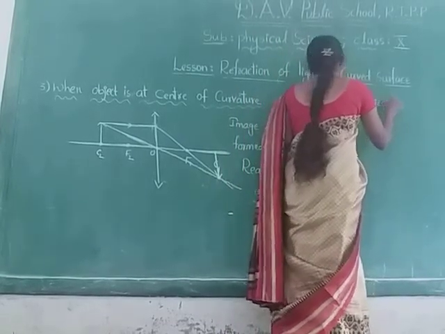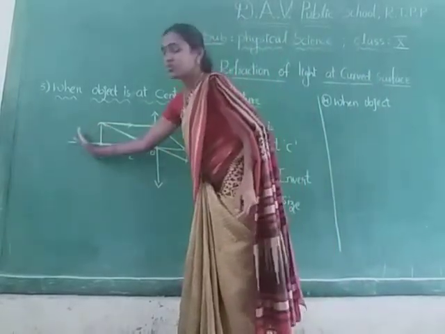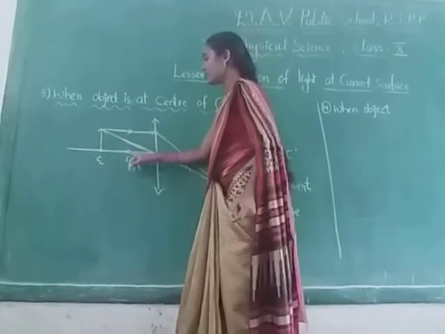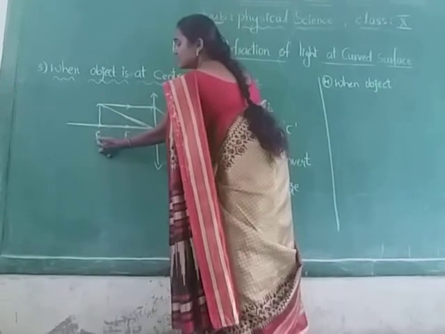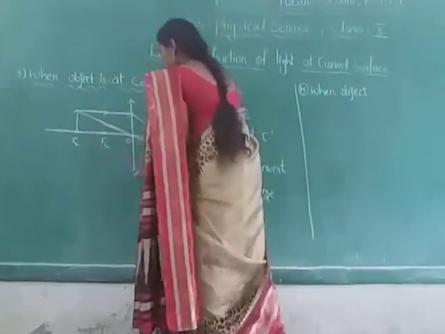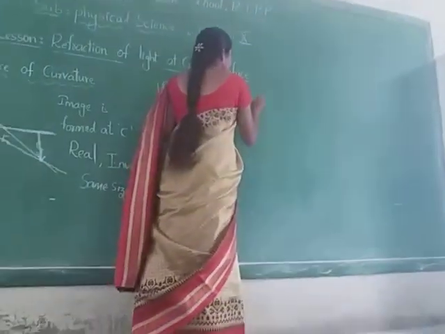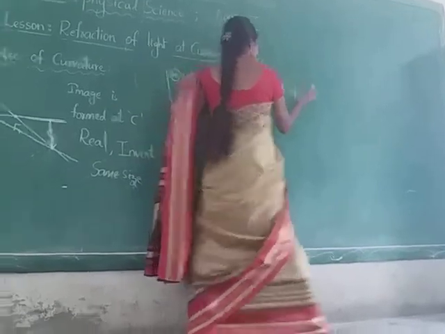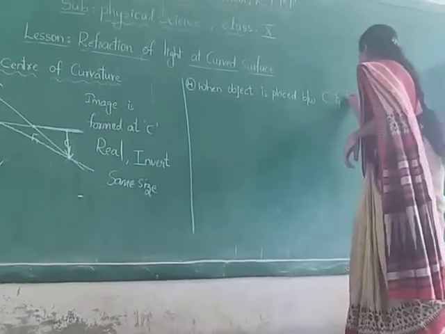We have drawn for infinity, beyond the center of curvature, and at the center of curvature. Now we are going to draw the ray diagram for when the object is placed between these 2 points, that means between the center of curvature and the focus point.